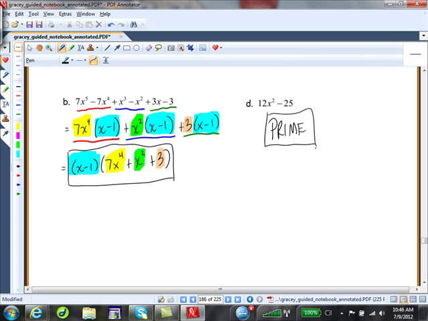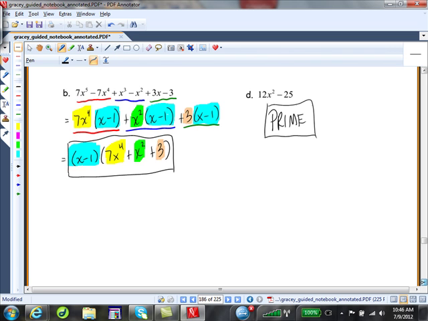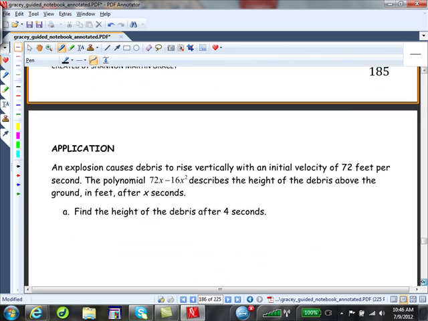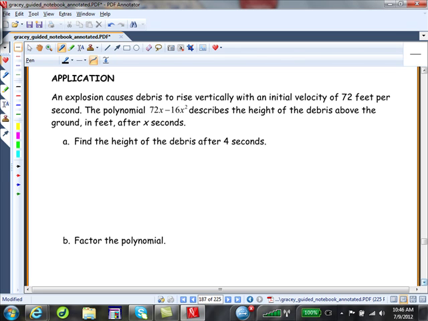All right, good. And then we'll be wrapping this lesson up with a little application. So an explosion causes debris to rise vertically with an initial velocity of 72 feet per second. The polynomial 72x minus 16x squared describes the height of the debris above the ground in feet after x seconds. So here we go. Find the height of the debris after 4 seconds.